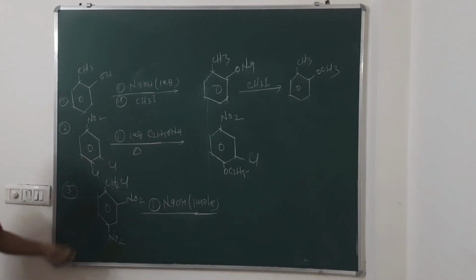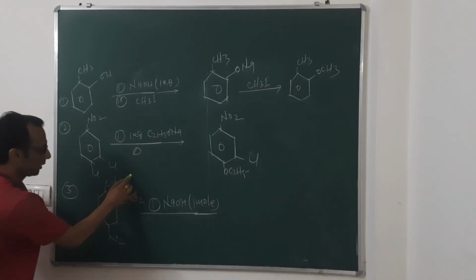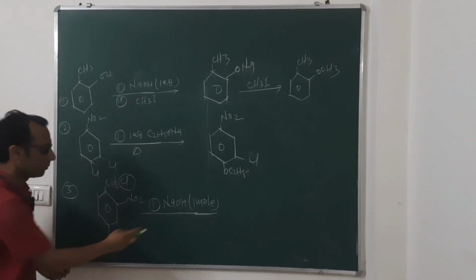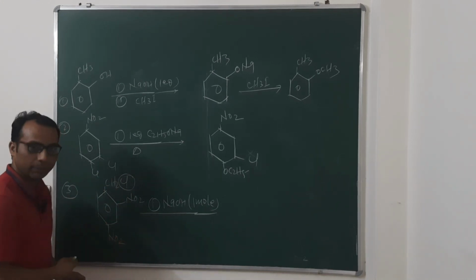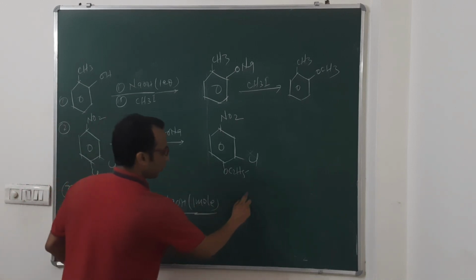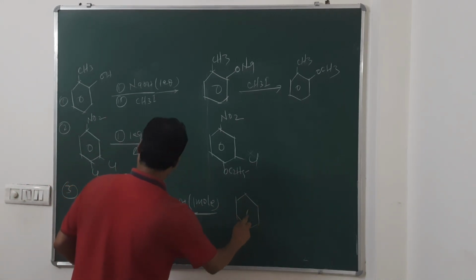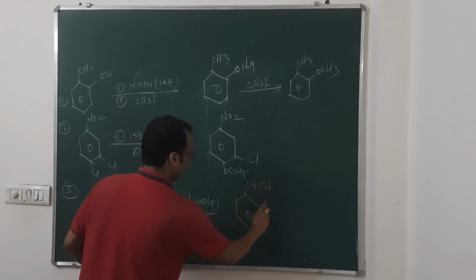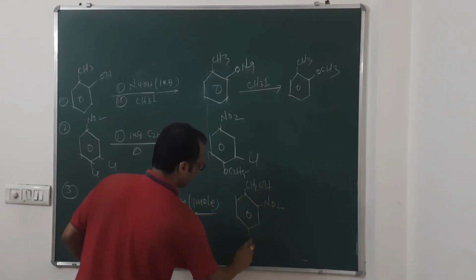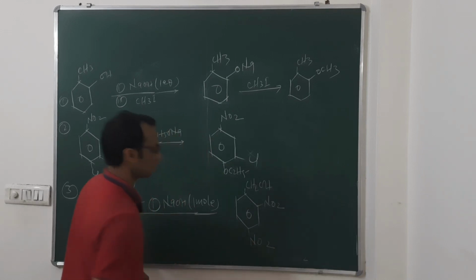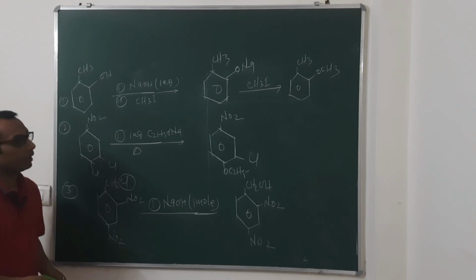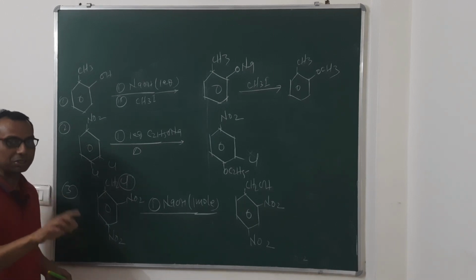And here there is no SNAr, because the chlorine is not connected directly with the benzene ring. It is connected to the side chain. So simply the SN2 reaction will be possible. Okay? So what will happen? Here is CH2OH, and here is NO2, and here is NO2. So I hope you understood both the SNAr as well as the elimination-addition reaction.